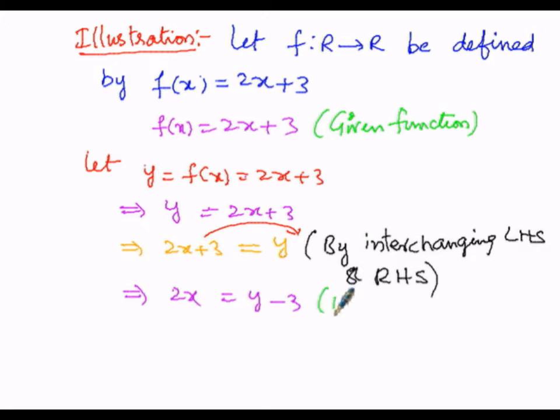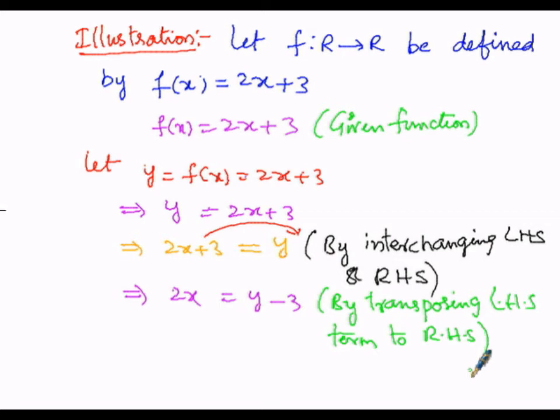So here by transposing the LHS term, which is plus 3, over to the RHS, plus 3 became minus 3. Then now here I want to find out x. So in order to make x the subject, I have to divide both sides by 2. So the next logical step will be, that implies 2x overall divided by 2 is equal to y minus 3 overall divided by 2. So I got this logical step by dividing both the sides by 2.